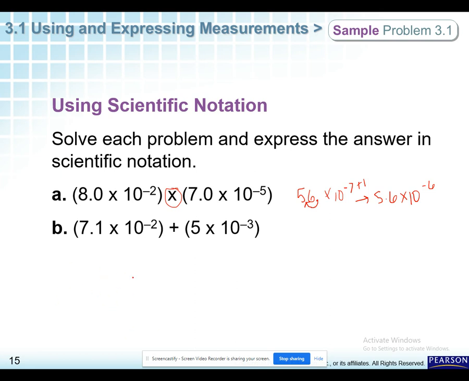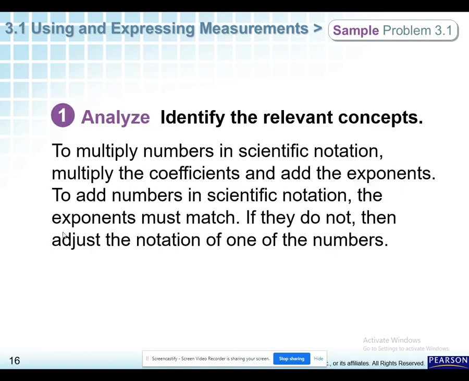Over here, I'm not going to have you do the addition one because you will not be doing it on your homework. So you guys are good there. Again, here is how they work through it. To multiply numbers in scientific notation, multiply the coefficients and add the exponents. Again, if you're going to add, the exponents must match.